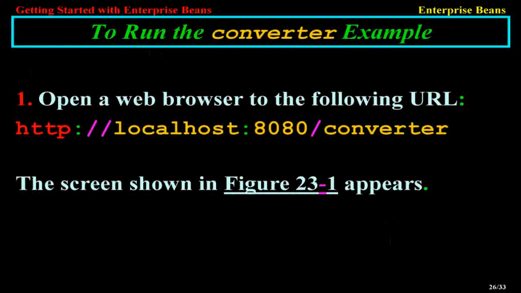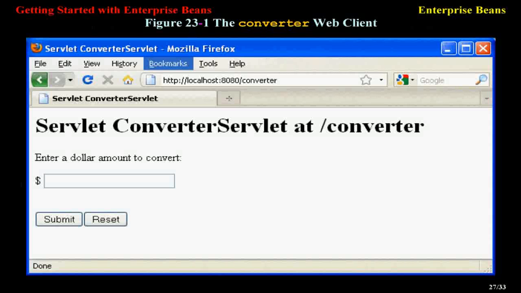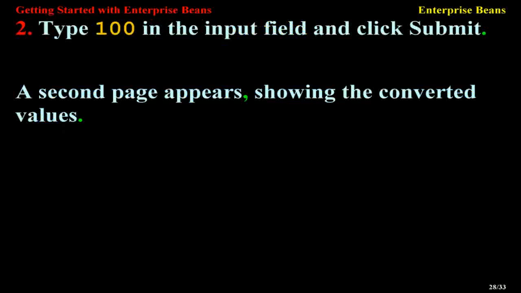To run the Converter example, open a web browser to the following URL: http://localhost:8080/converter. The screen shown in Figure 23-1 appears. Figure 23-1, The Converter Web Client. Type 100 in the input field and click Submit. A second page appears, showing the converted values.